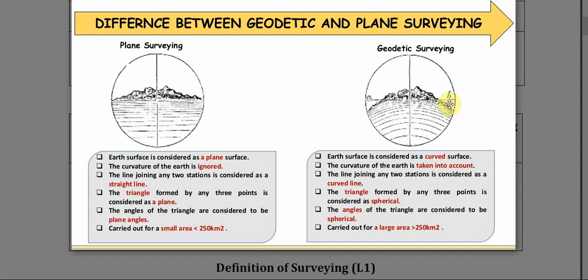Whereas in geodetic surveying, the curvature of the earth is considered. The line joining any two stations is considered as curved line, and the triangle formed by any 3 points is considered as spherical triangle, and it is carried out for larger areas, let's say more than 250 square kilometers.